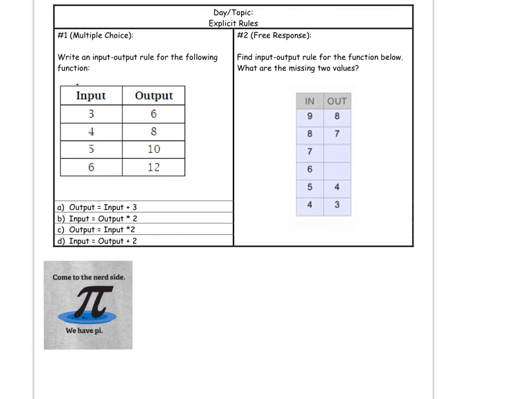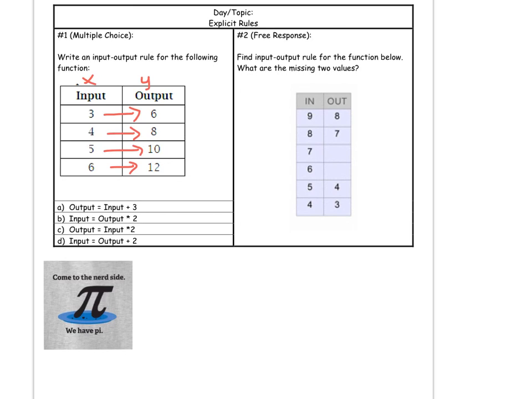Okay, so here are your video questions for writing explicit rules and input-output. For number 1, you need to write an input-output rule for the following function. So input-output, remember, is looking at the term number, the input, to the value, which is the output. How do we get from x, which is really what this is, to y? So we need to write a rule for that.